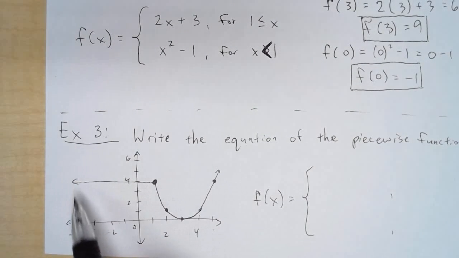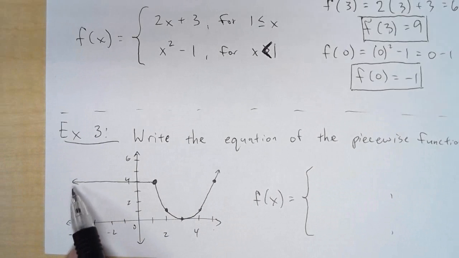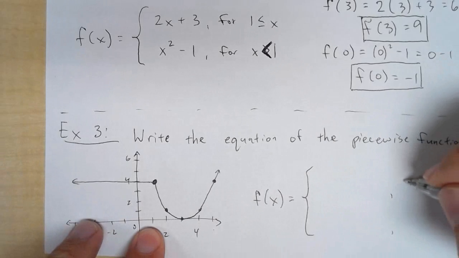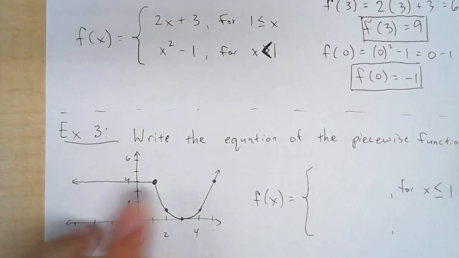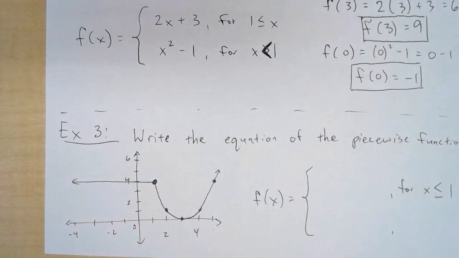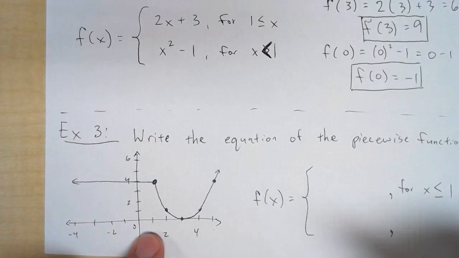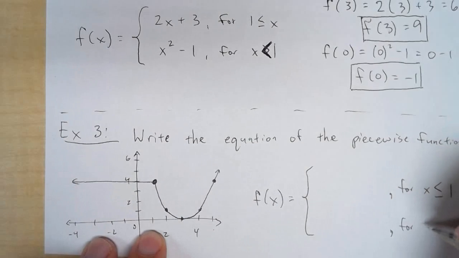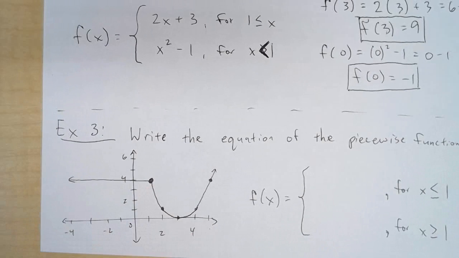So it looks like for the one on the left, we always start least to greatest, just like when you're writing domains, it's going to start at negative infinity and go all the way up to 1. So we can say for x is less than or equal to 1. And then the second one starts at 1, so we can say for x is greater than or equal to 1, because they're both closed circles there. And now the hard part is just writing our output.